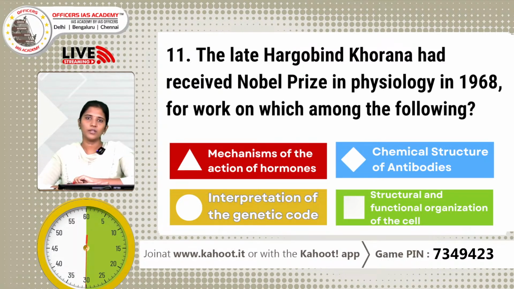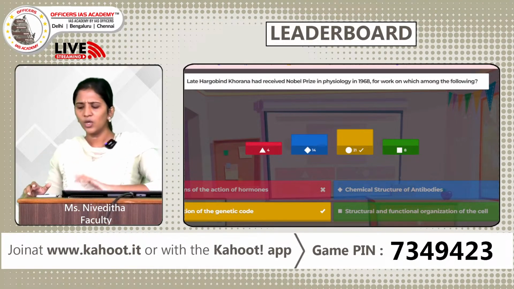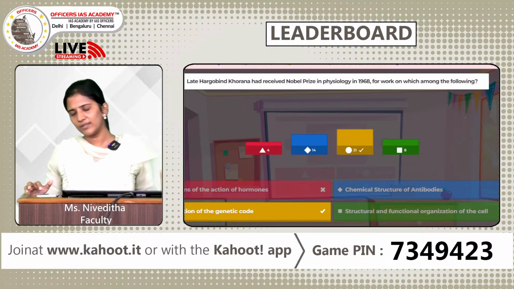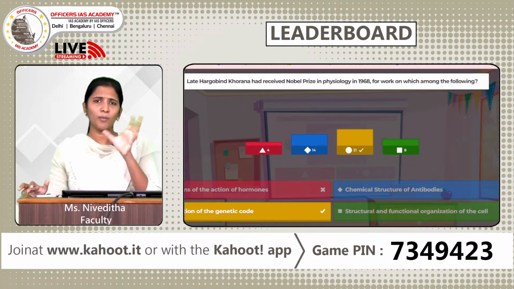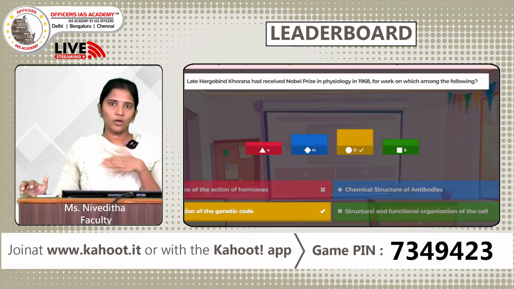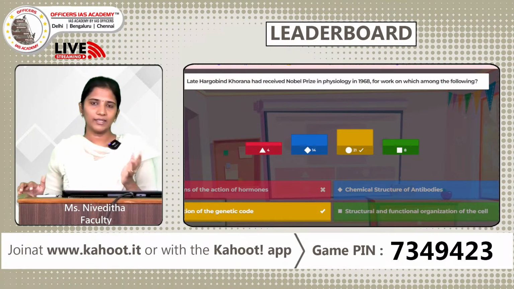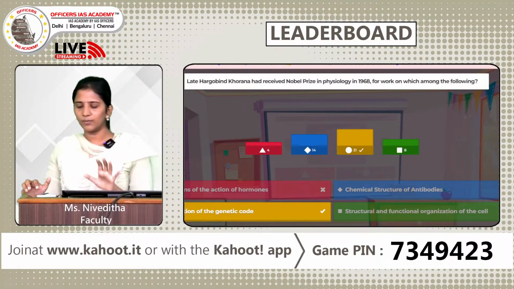Okay, the time is running out. 3, 2, 1. The answer is C. Interpretation of the genetic code. Quite a few have confused it with the antibody statement. That's fine. Nobel Prize, the innovation, its impact on the society, that we ought to know. Year on year, whomsoever receives Nobel Prize, we ought to know that, and the innovation and the impact on the society, that much is enough.